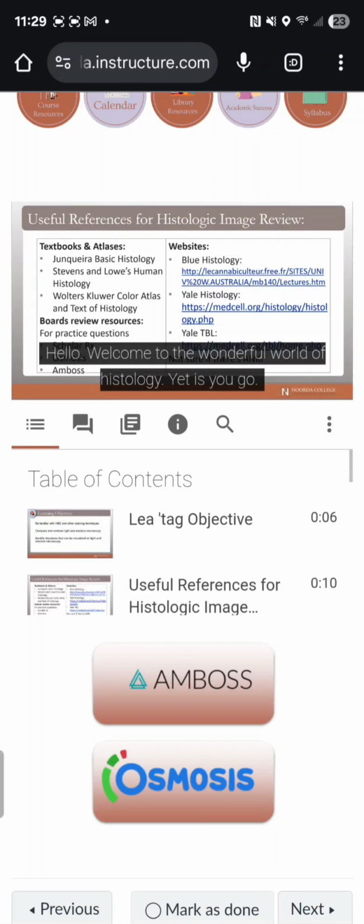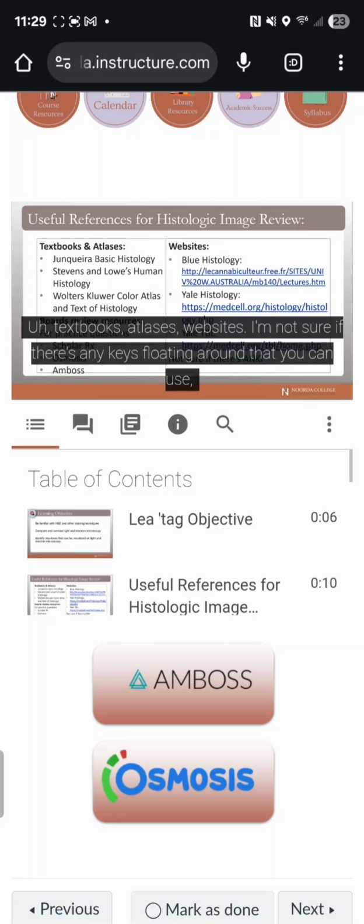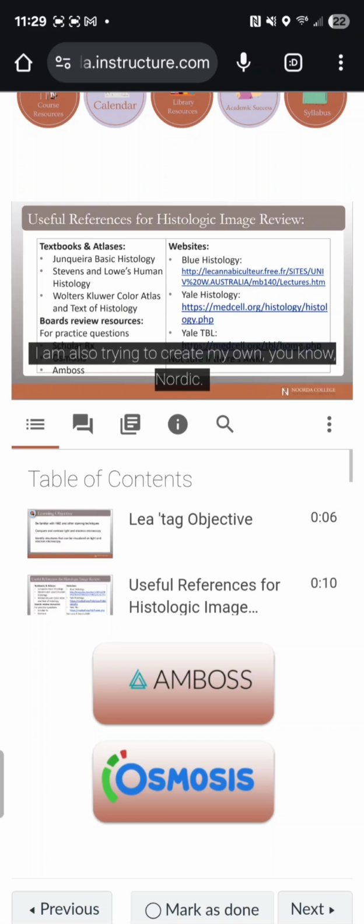Hello, and welcome to the wonderful world of histology. Most of my images are from textbooks, atlases, and websites. I'm not sure if there are Anki decks floating around that you can use, but if you do want to start some Anki for visual recognition, that would be a great start. I am also trying to create my own Nordicom histology image bank, so if you are interested, hit me up.